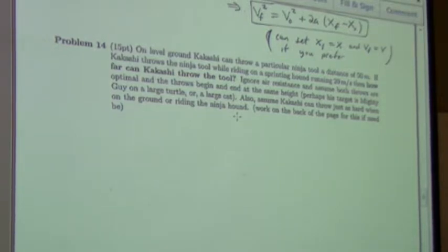All right, like I said, perhaps the target is mighty guy and a large turtle, or perhaps a large cat. And I'm also assuming that Kakashi has the same throw strength in both instances. So he throws at the same initial speed both times. So first of all, you can figure out how far he throws on the ground, just standing there. That's not hard. You can use the range equation, right? We know 45 degrees gives us the optimal throw there. So that tells you what the speed is that he can throw with.